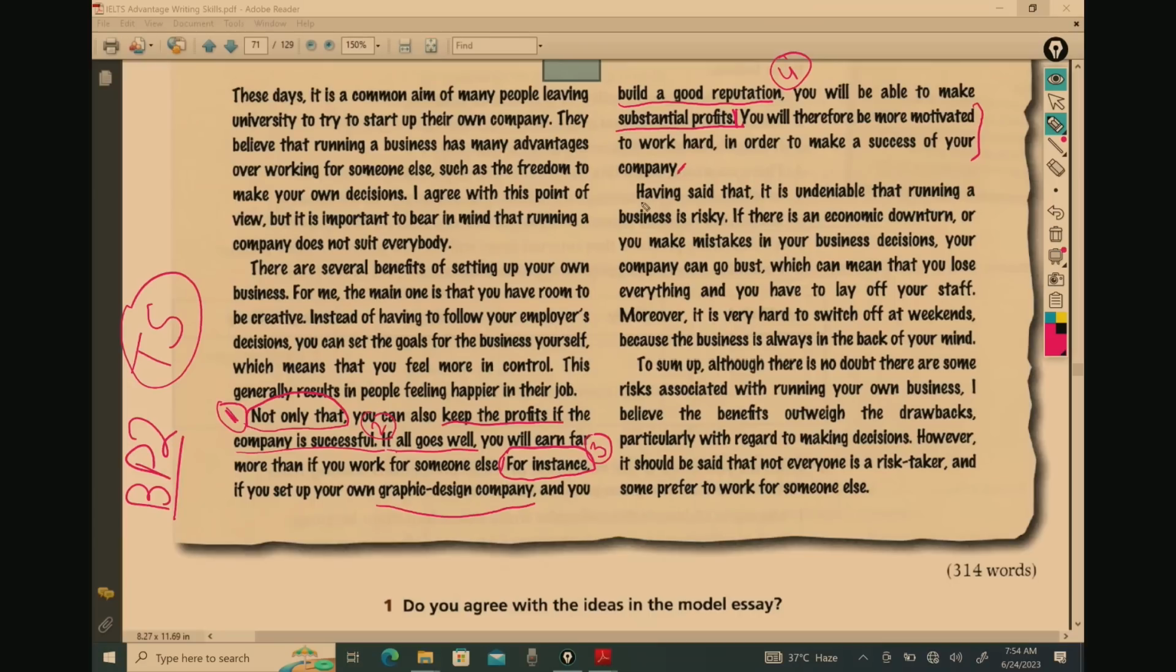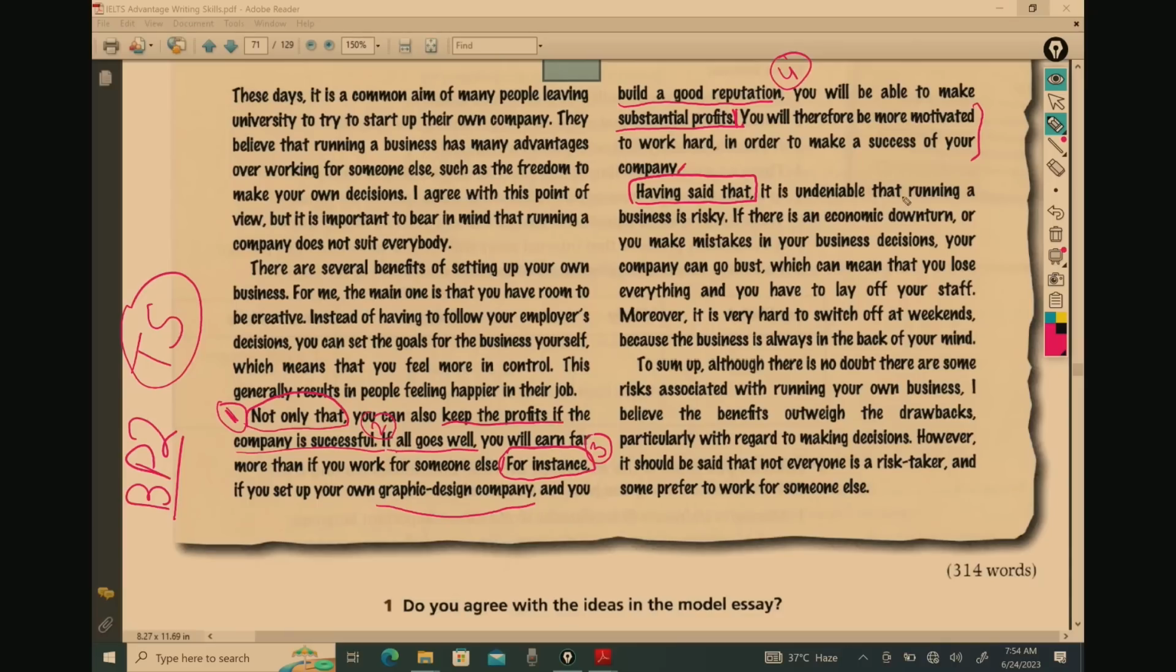Now, when you come towards the other side, you can say having said that, or you can say nevertheless, however, on the other hand, on the contrary, and all that. But having said that, it is undeniable that, this phrase is very good. It is undeniable that running a business is risky. Now, what is it? This is what we call contrast.